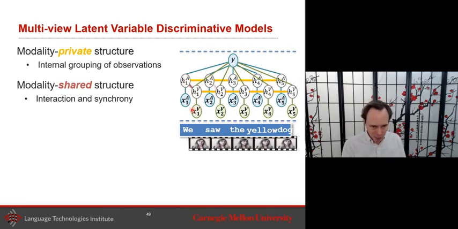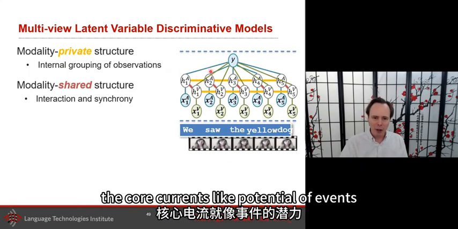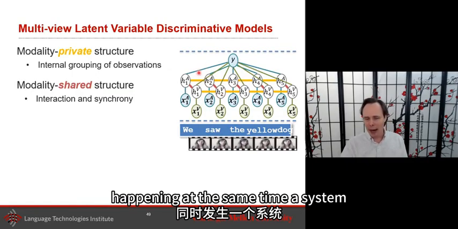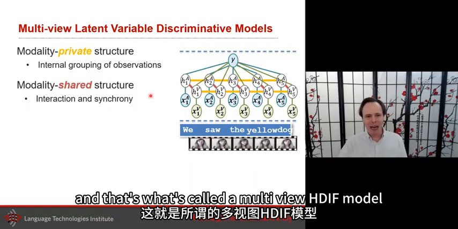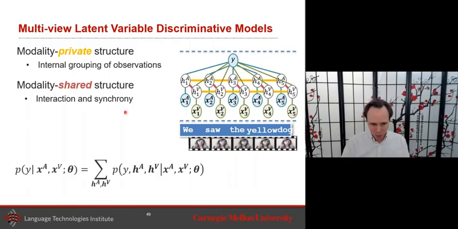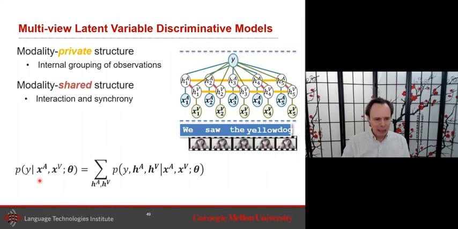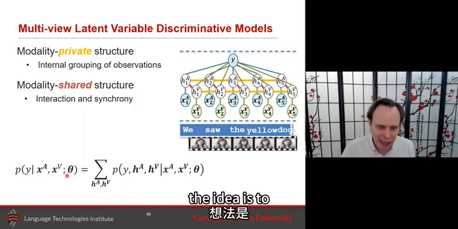We had to couple things temporally. Here we don't need to. Because the model is modeling those potential functions, it allows us to directly model the co-occurrence, the potential of events happening at the same time, synchronously. And that's what's called a multi-view HCRF model, where your probability of Y, that's what you want to model, given your XA and XV and your trained parameter theta.